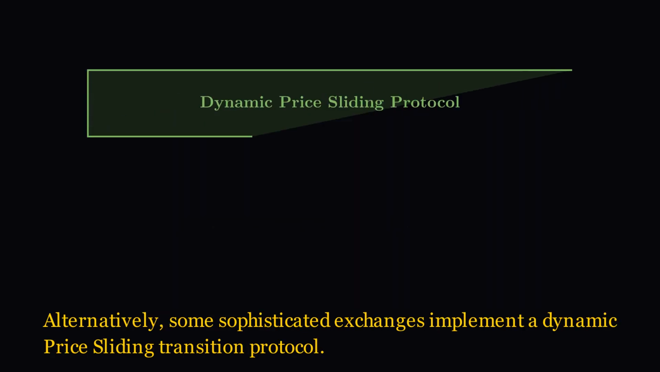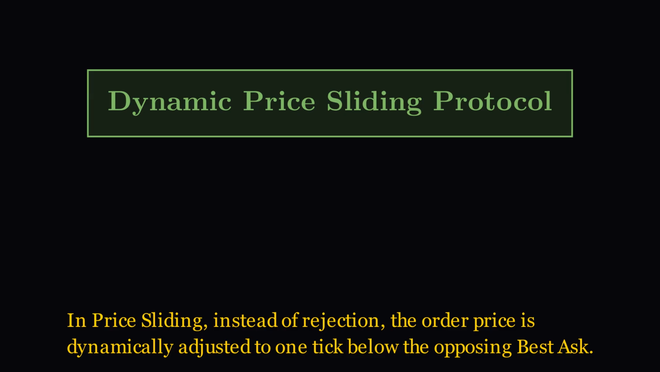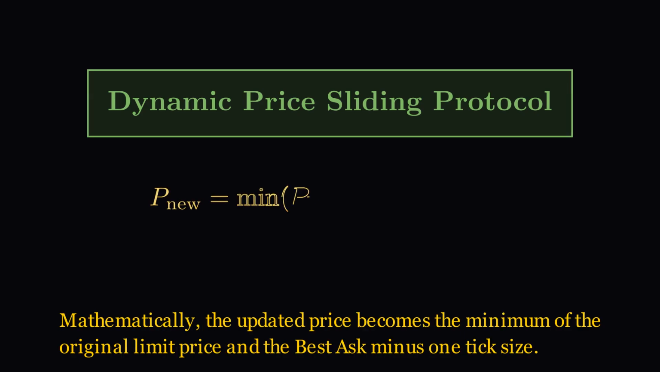Alternatively, some sophisticated exchanges implement a dynamic price sliding transition protocol. In price sliding, instead of rejection, the order price is dynamically adjusted to one tick below the opposing best ask. This preserves the order's position in the hidden queue while strictly maintaining the maker rebate guarantee. Mathematically, the updated price becomes the minimum of the original limit price and the best ask minus one tick size.